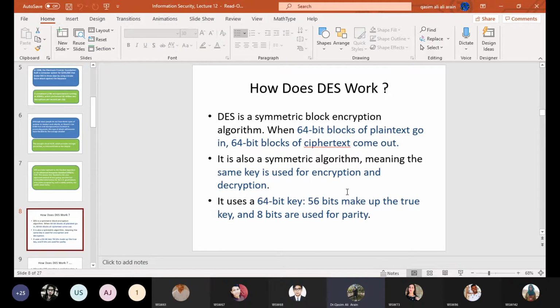Now see, in this slide you are going to learn how DES works. Let's suppose it works on a block cipher algorithm, a block encryption algorithm, okay? A 64-bit block of plaintext will come in and a 64-bit block of ciphertext will come out. So it is a symmetric algorithm, right? Meaning that the same key is used for encryption and decryption, as we are very clear regarding this concept, that when we are talking about a symmetric algorithm, it means a single key would be used at both ends, right? So if we are using a 64-bit key, 56 bits make up the true key and 8 bits are used for parity, right?